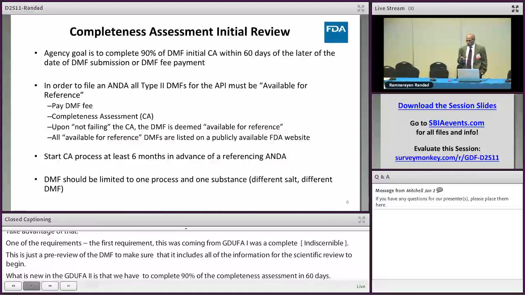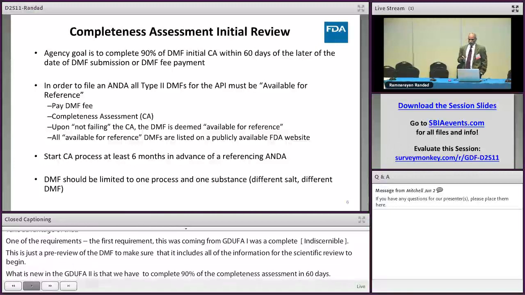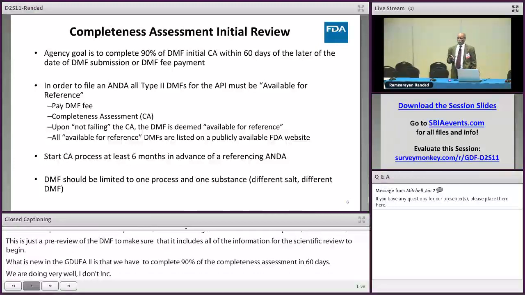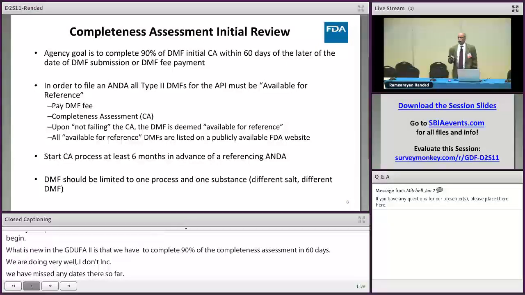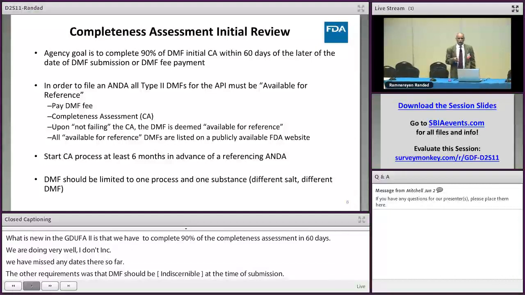And the other requirement was that the DMF should be available for reference at the time of submission of the ANDA. And how do you get the DMF to be available for reference? Pay the fee, pass the completeness assessment, and then the agency will put it on the list of available for reference.